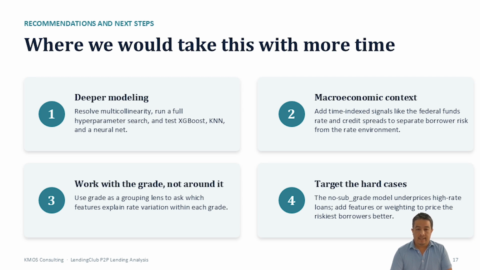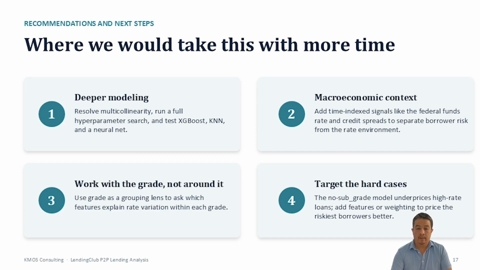The fourth next step is to focus on the hard cases. In the interest rate models without subgrade, the models tended to underpredict the highest rate loans. That means the riskiest borrowers were the hardest to price accurately. Future models could add features, use weighting, or focus specifically on high-rate loans to improve performance in that part of the distribution.